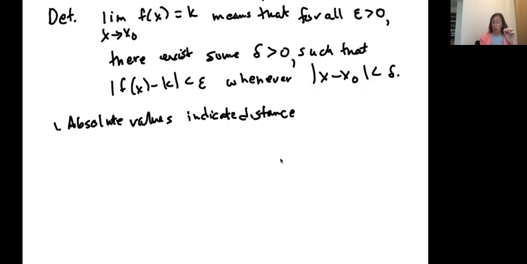So whenever x0 is no farther from x than delta. So these are both just telling us about distance here.